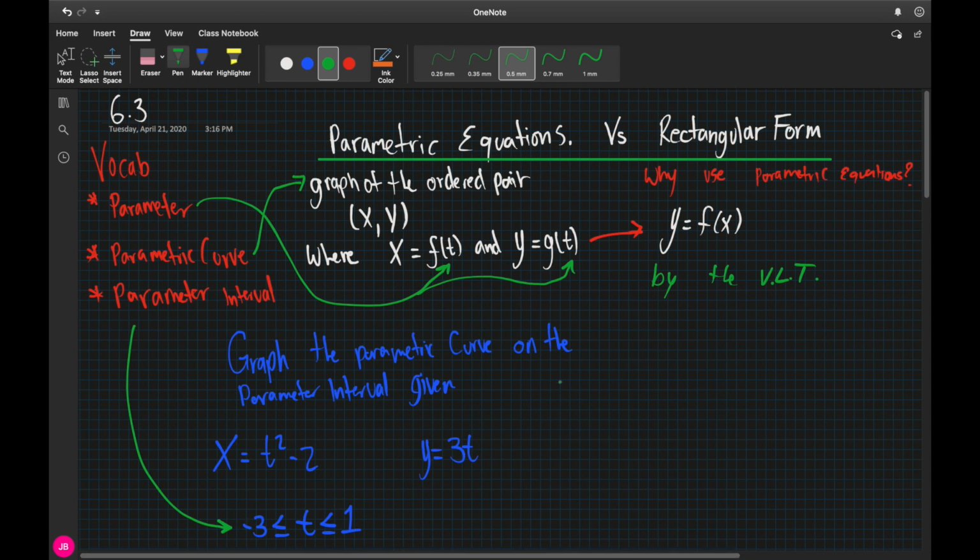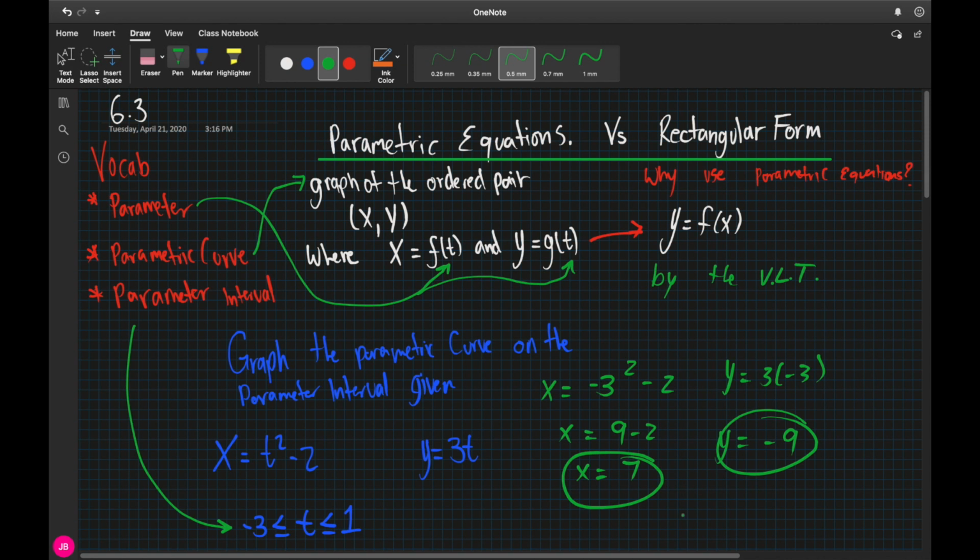And we could go ahead and graph this by hand, and we could say, well, x is going to be equal to -3 squared minus 2, which gives us x is equal to 9 minus 2, which gives us x is equal to 7. And we can also go ahead and say y is equal to 3 times -3, which means that y is equal to -9. So one of the points should be 7, -9. And this is the basic premise to graphing a parametric equation.